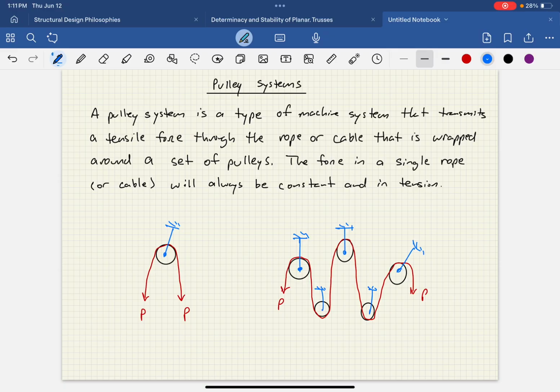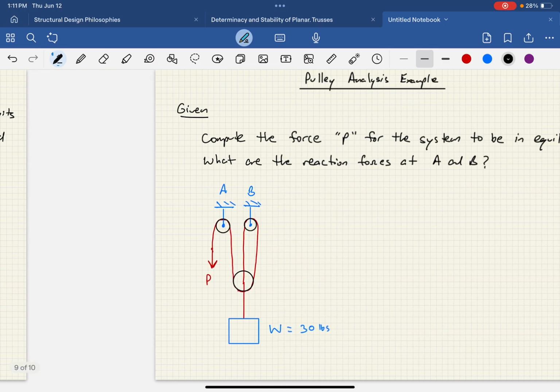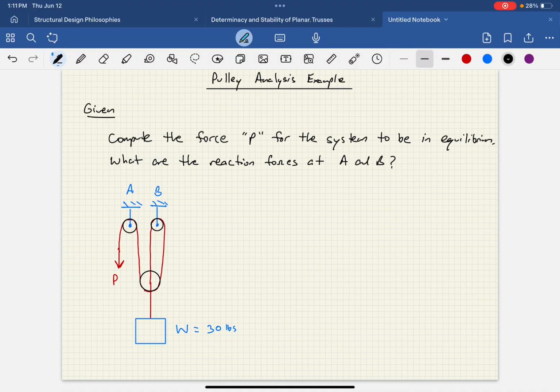Now, when we analyze a pulley system, we typically need to analyze a free body diagram of either the entire system or a part of a system, okay? So typically we analyze a free body diagram of part of or the entire system to determine unknowns. The unknowns that you might determine may be a load P, maybe a reaction force, something like that, okay? So let's jump right into an example of one of these and see what we can make of it, all right?